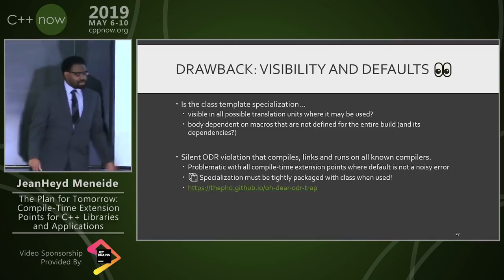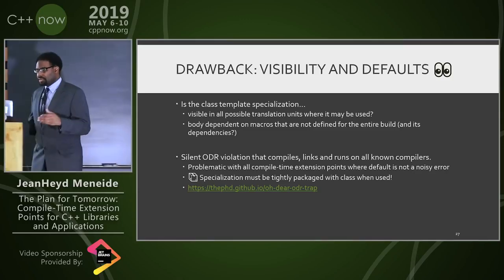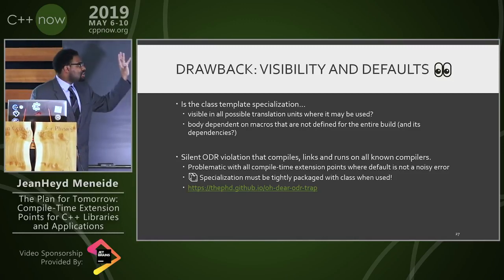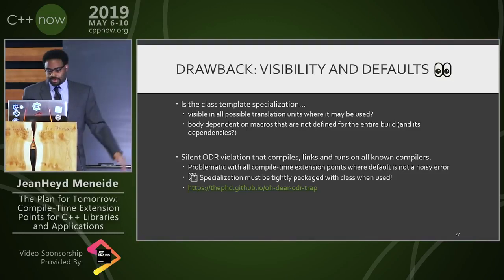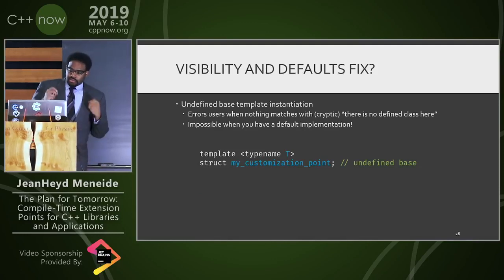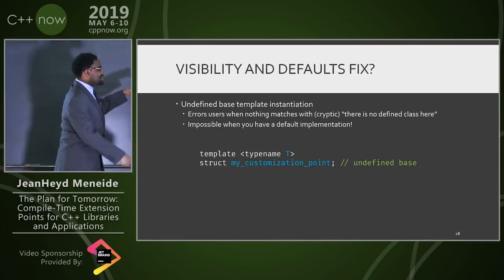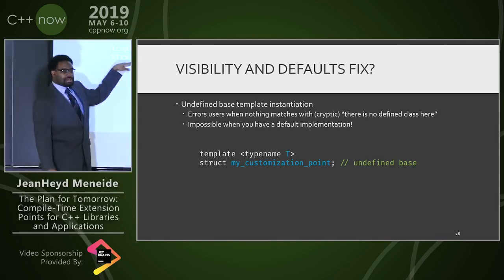There was actually a subject of a blog post, and it's a lot longer and more complicated. But this happens a lot when you have these kinds of customization points, right? When they're template based, you have a lot of ODR problems that show up, right? One of the ways that you can kind of combat this visibility problem is by having a customization point where you have an undefined base class.